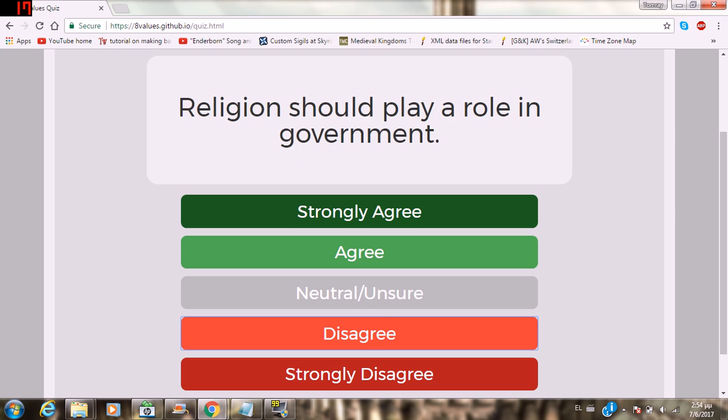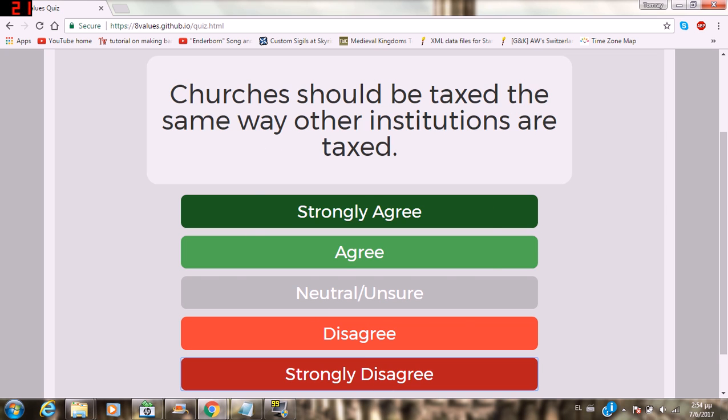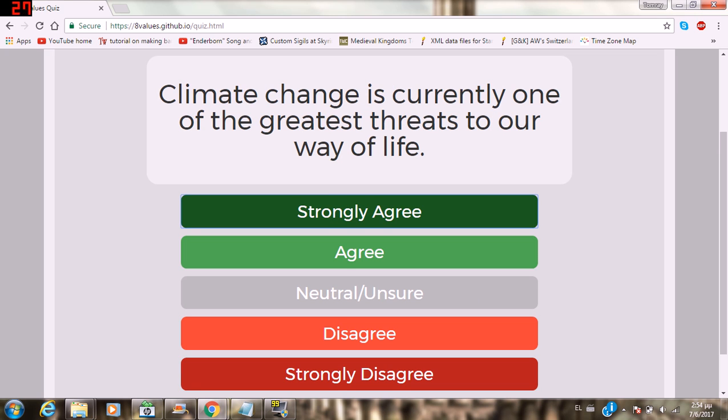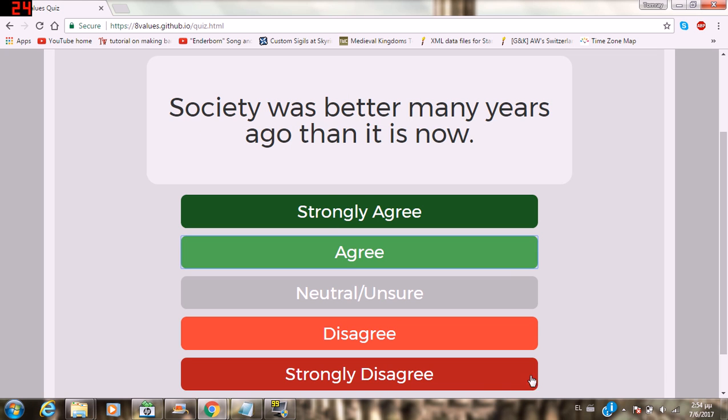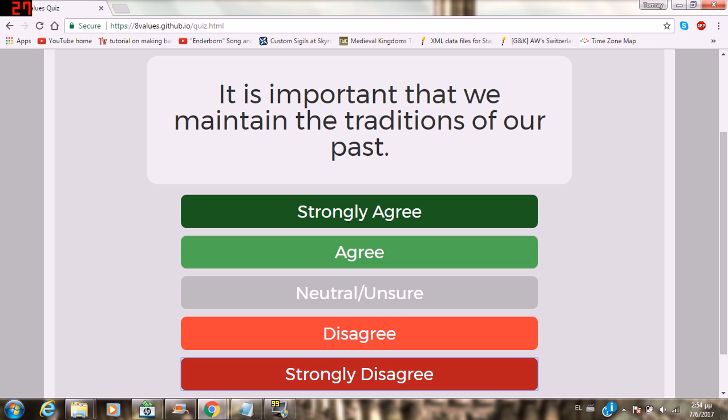No. Religion should play a role in government. No. Churches should be taxed the same way other institutions are taxed. Yeah. Climate change is currently one of the greatest threats to our way of life. No. It's important that we work as a united world to combat climate change. It's the only way we can combat climate change, if we work as a united world. So yeah. Society was better many years ago than it is now. No. It's important that we maintain the traditions of our past.